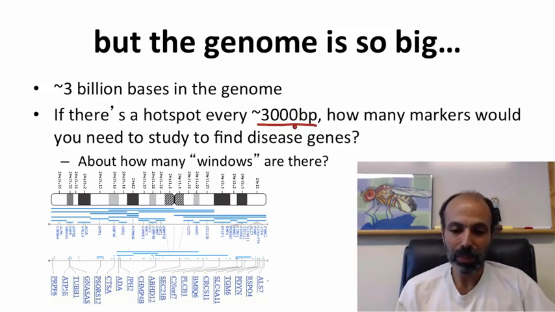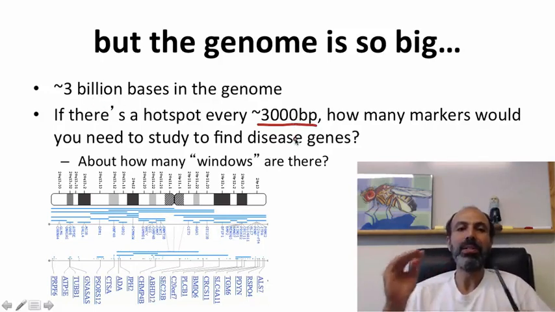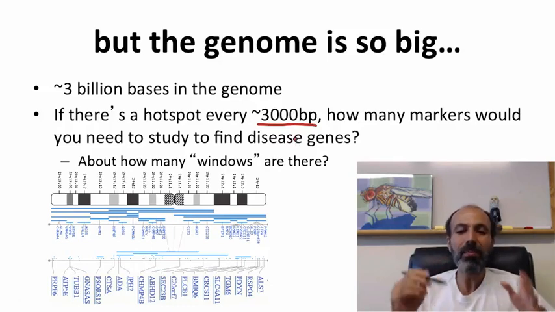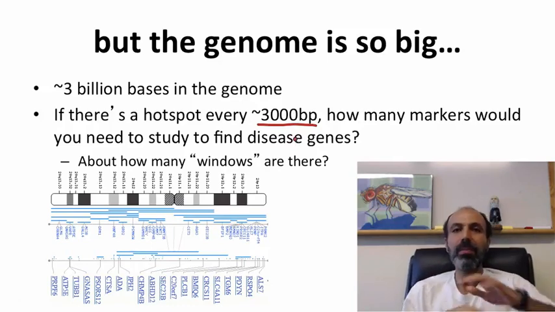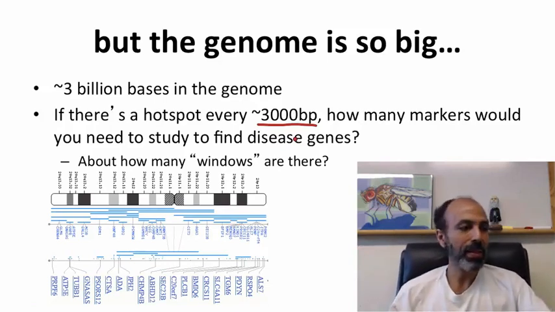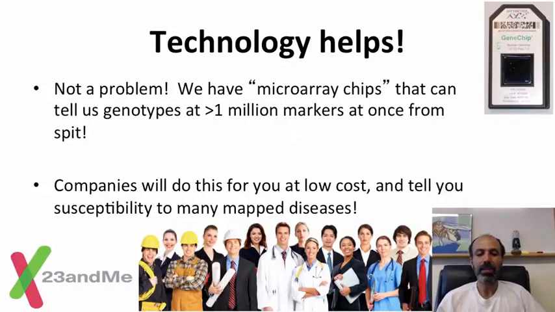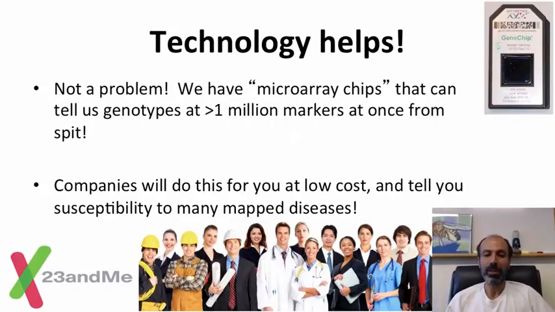Well, the answer is pretty simple. Basically, you just divide this by that. So essentially, you need about 1,000,000 markers. You need about 1,000,000 markers to sample the whole genome to try to find a disease-causing gene, given these windows. Now, that may sound very difficult, but technology helps. In fact, this is really not a problem at all now, thanks to recent innovations.